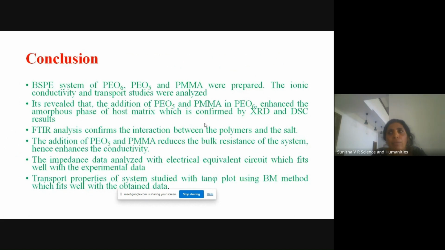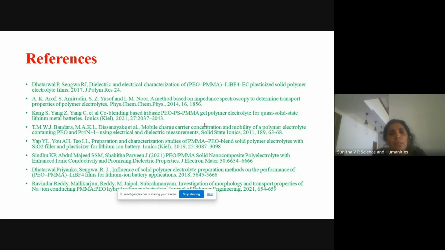So finally, to conclude, we have prepared polymer electrolyte with different blends. We could improve the conductivity, we could improve the amorphous nature, and various structural studies have revealed that there is definitely a change in the amorphous content, and electrical studies are correlating with the structural studies. And these are the references.